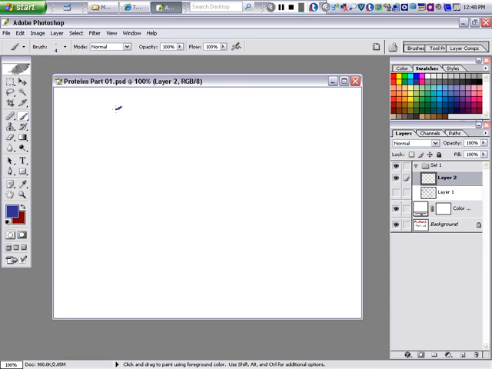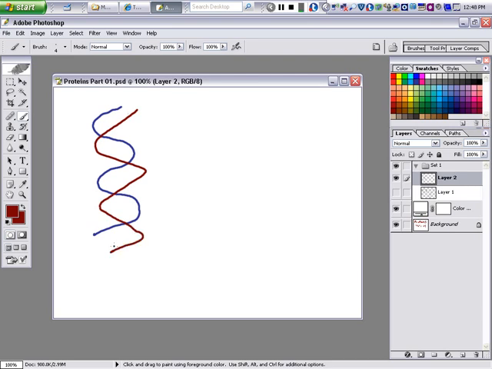Okay, and this polymer is shaped like this here. And within this polymer, you're going to have some nitrogenous bases.